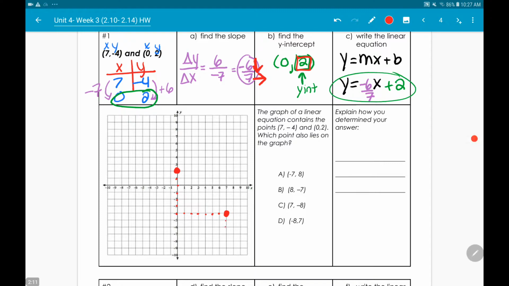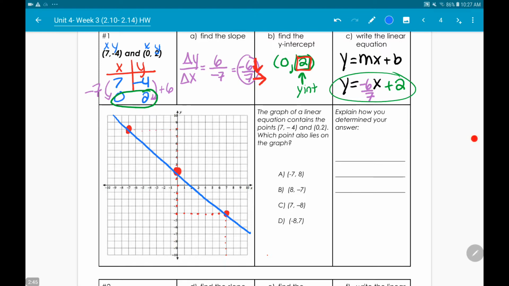Down 6 and then right 7. It would be off the page, so I can't go anymore. So I go back to my y-intercept, and now I'm going to go the opposite, up and then over. Okay, I've reached the edge of my graph, so I need to connect. Remember, when I connect, I need to connect past my dots all the way to the edge.